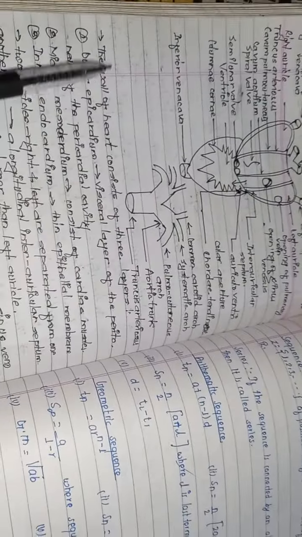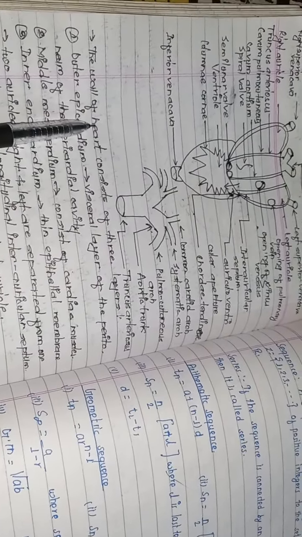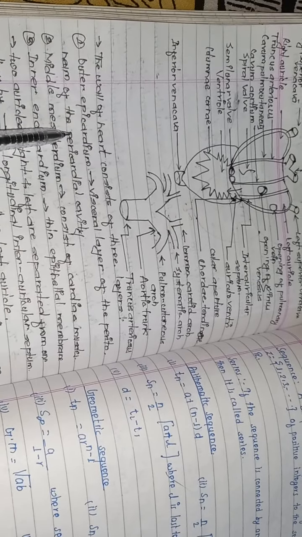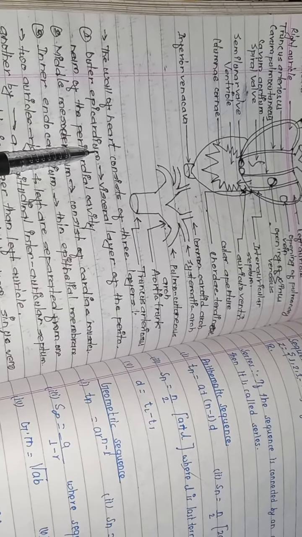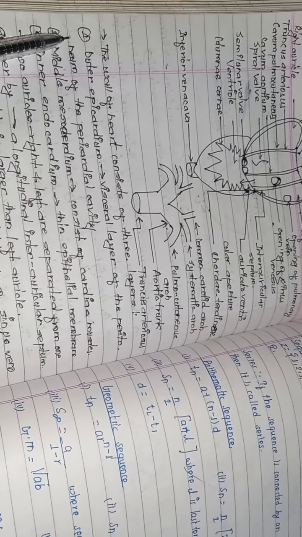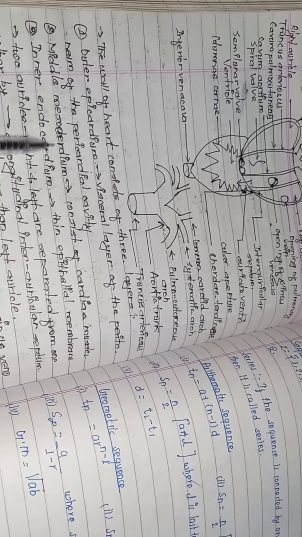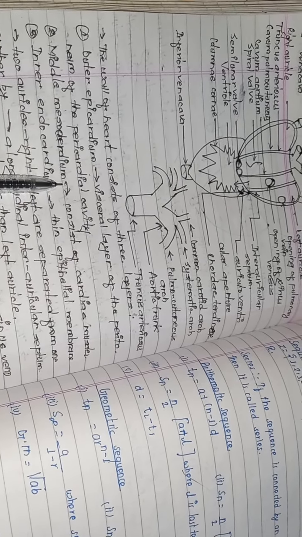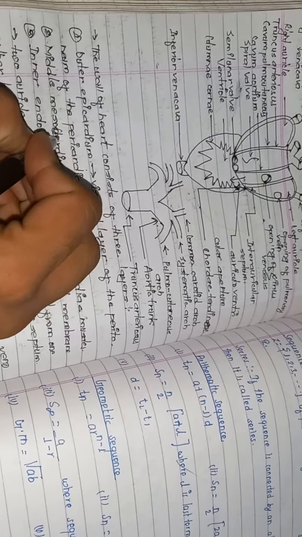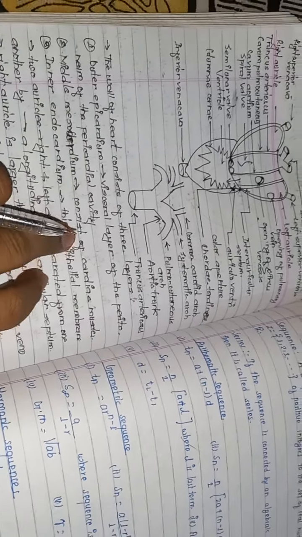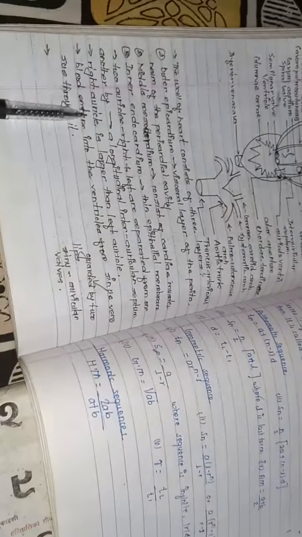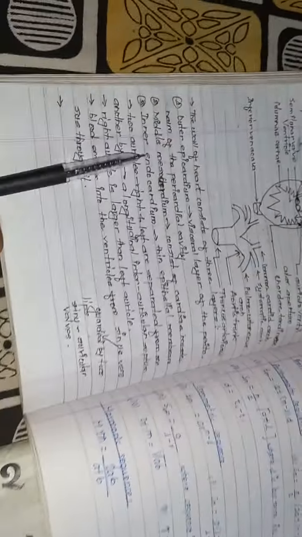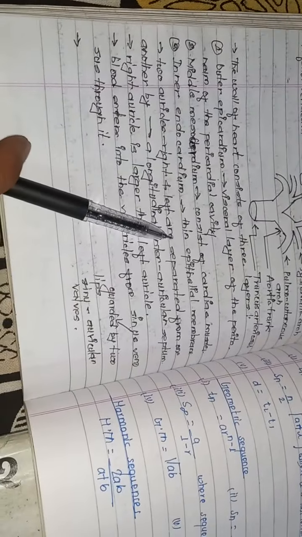The wall of the heart consists of three layers: outer epicardium, middle myocardium, and inner endocardium. The outer epicardium is the visceral layer of the peritoneum of the pericardial cavity. The middle myocardium consists of cardiac muscles. The inner endocardium is a thin epithelial membrane.